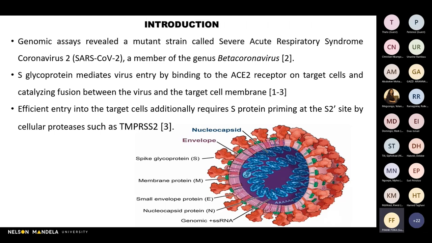Upon further investigation of the structure of this virus, it was discovered that the S-glycoprotein was responsible for mediating virus entry by binding to the ACE2 receptor on target cells and catalyzing fusion between the virus and the target cell membrane. Furthermore, efficient entry into target cells additionally required S-protein priming at the S2 prime site by cellular proteases such as TMPRSS2.